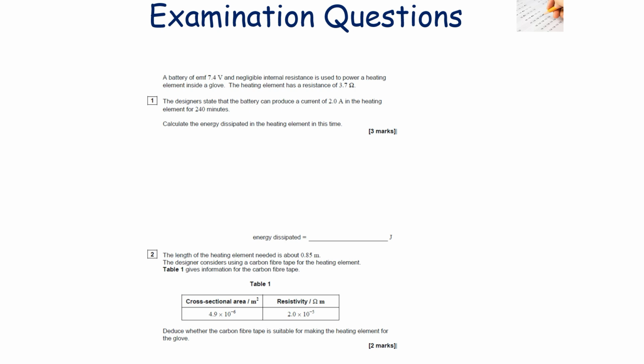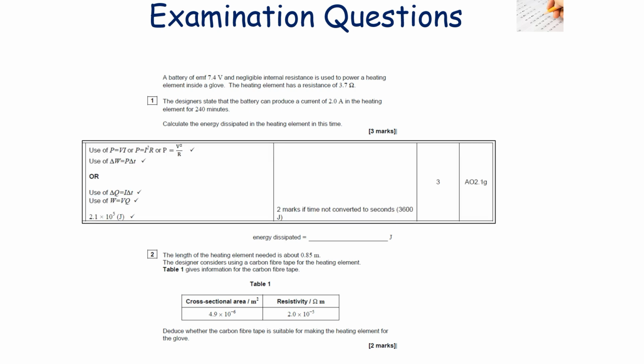Right, in this first question, you've got to think about what equation you want to use. Energy is equal to power times time, and then you can use any of the information given to work out what your power is. You could do P equals VI, P equals I squared R, or P equals V squared over R, then multiply by the time to get your answer. Again, remember time is in seconds, not minutes, so you can't use 240, you've got to convert it into seconds, so multiply 240 by 60.